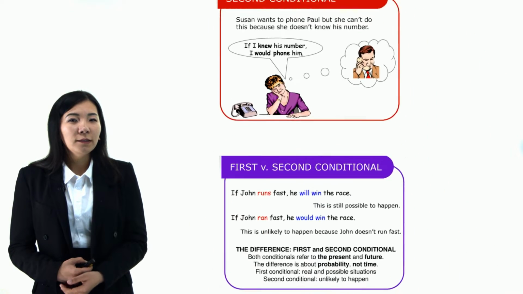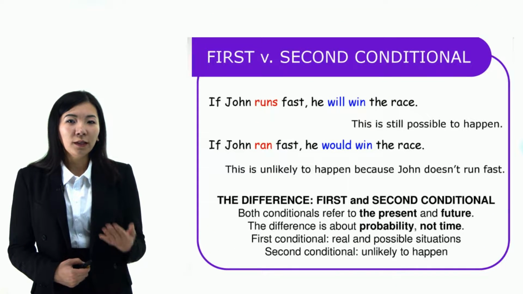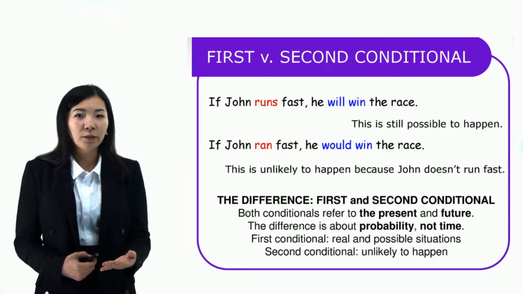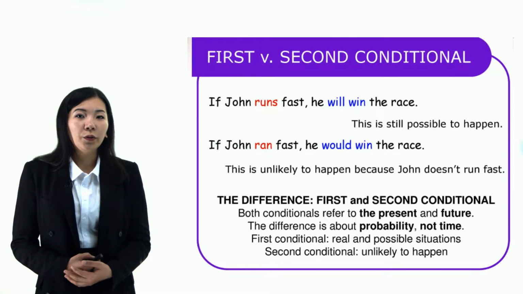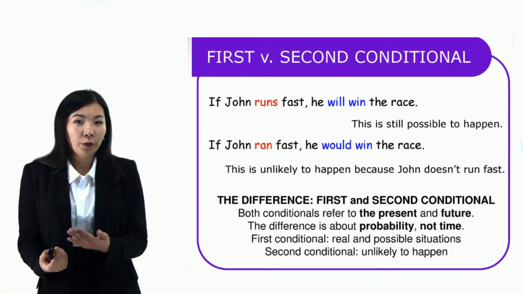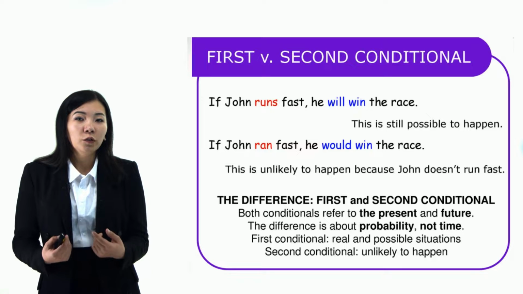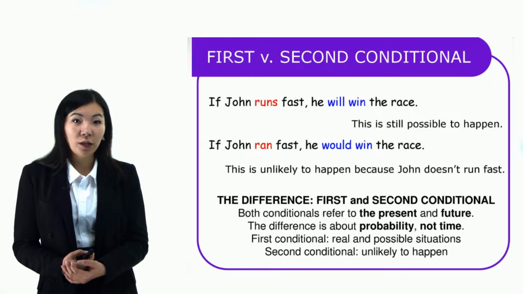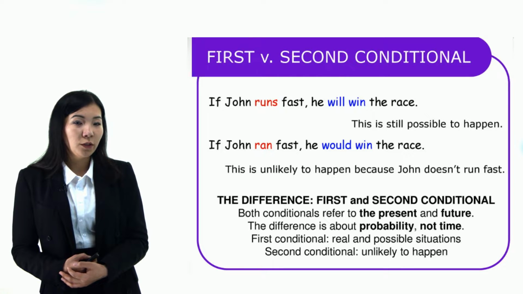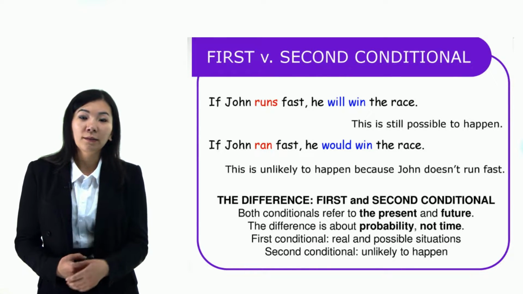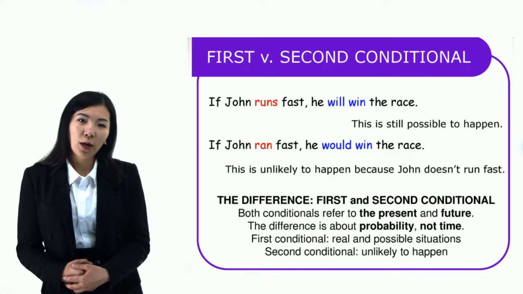So now let's see the difference between first and the second conditional. Both conditionals refer to the present and the future. So both of them refer to the present and the future. So the difference between them is about probability, not time. First conditional, real and possible situations, whereas second conditional is unlikely to happen.